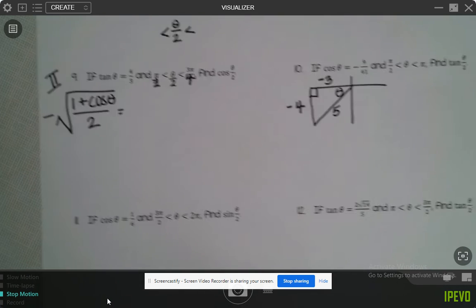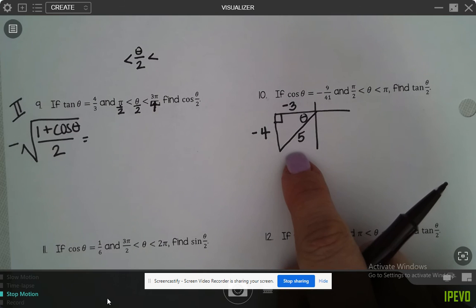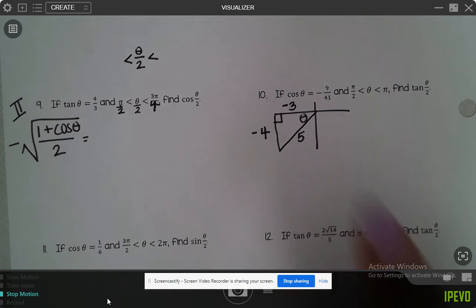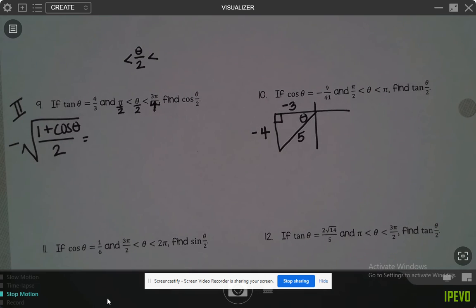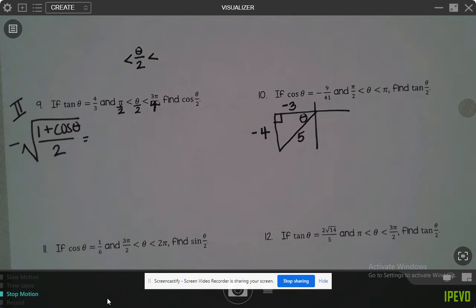Now, here's where you guys really need to pay attention. Is theta in quadrant 2 or is theta in quadrant 3? Theta is in quadrant 3. How are we in quadrant 2 now? Because you need to know your half angle. It's positive or negative based on where your half angle is, not where your original angle is. Theta divided by 2 is my half angle. If I take an angle in quadrant 3, say 200 degrees, and take half of it, what's half of 200? 100. What quadrant's that in?